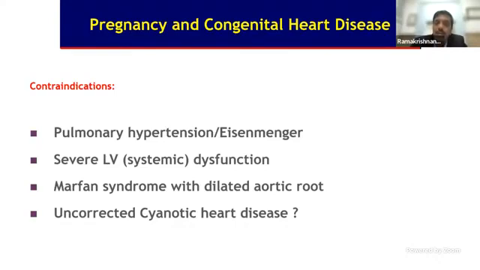What are the ones that are absolute contraindications? One is pulmonary hypertension. Those who have severe pulmonary hypertension, those who have isomeric syndrome, they're all contraindicated. Severe LV systolic dysfunction generally is a contraindication, and Marfan syndrome with a dilated aortic root is a contraindication. And uncorrected cyanotic heart disease, possibly better to correct the cyanosis. But if you have become pregnant, I think you can take a chance if the saturations are reasonably good.